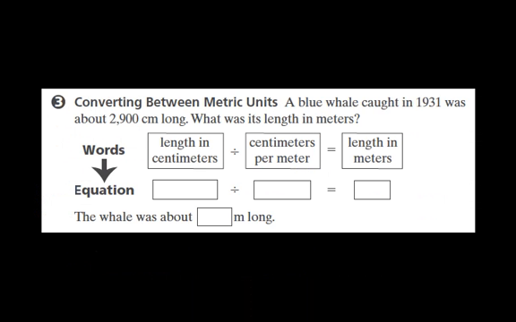For example number 3, converting metric units. A blue whale caught in 1931 was about 2,900 centimeters long. What was its length in meters? We start off with the length in centimeters. The length in centimeters was 2,900 centimeters. We know that there are 100 centimeters in 1 meter, so we're going to have to divide the 2,900 centimeters by 100 centimeters. 2,900 divided by 100 gives us 29. So the length of the whale was about 29 meters long.